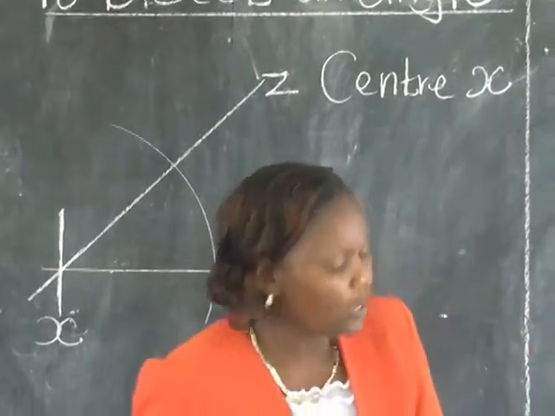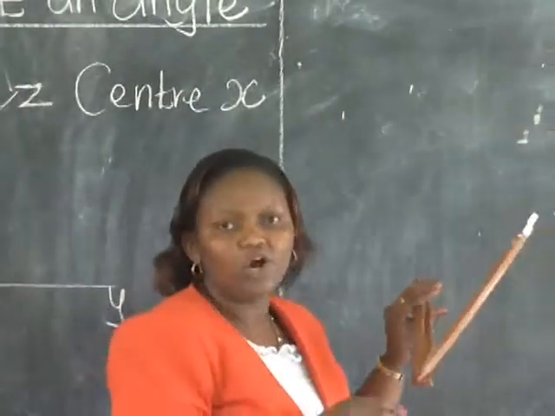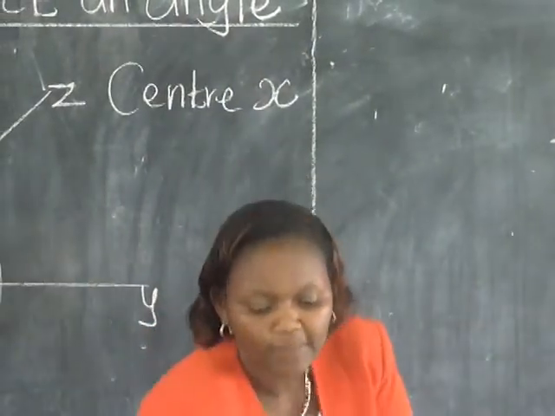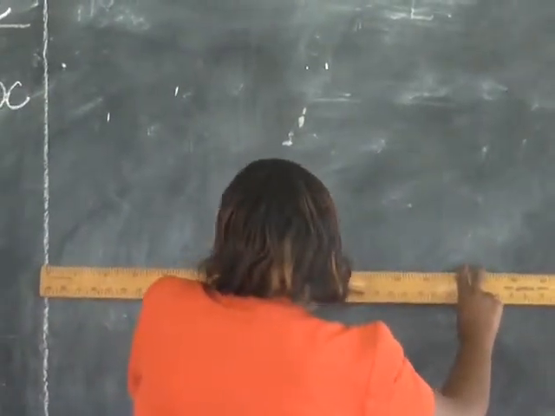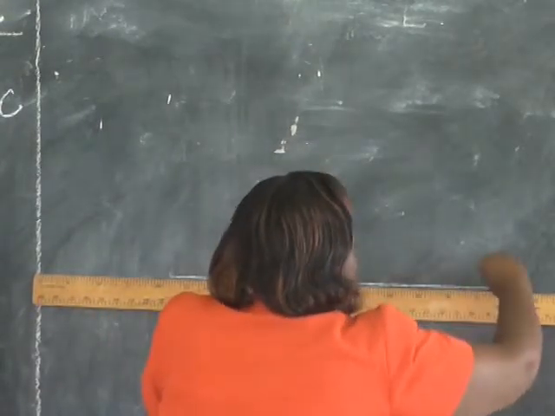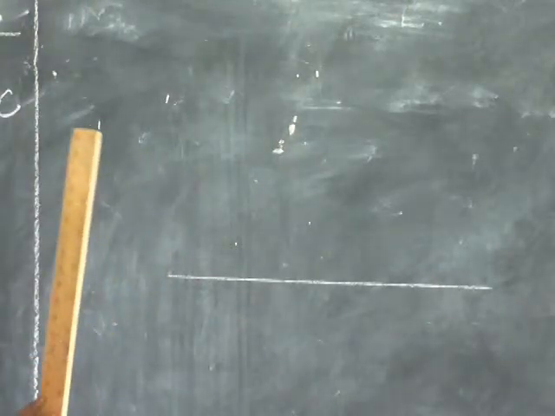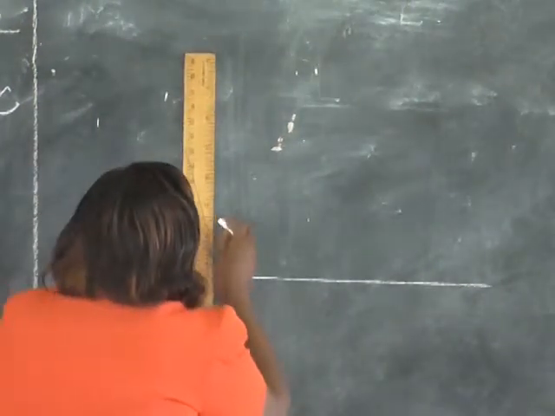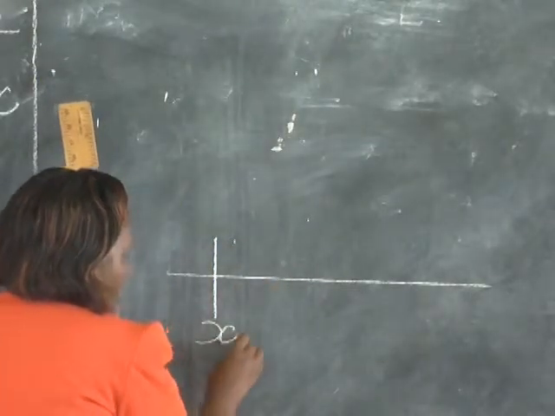Then you also draw another line on this side. Take your ruler and draw another line. As we have done there, draw another line in your exercise book. Good. I can see that you are together with me. Again, mark a point X as we had done. Mark a point X there, and write your X there.